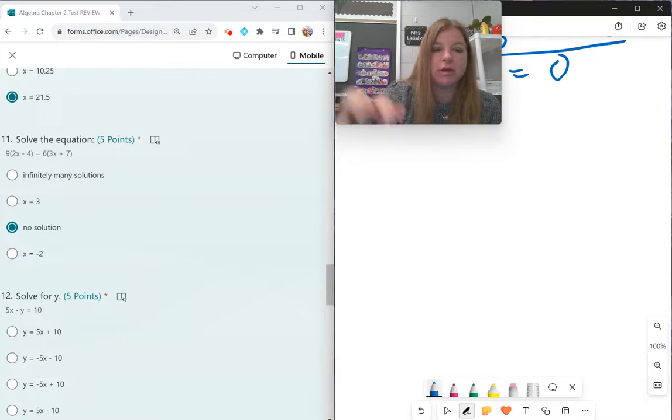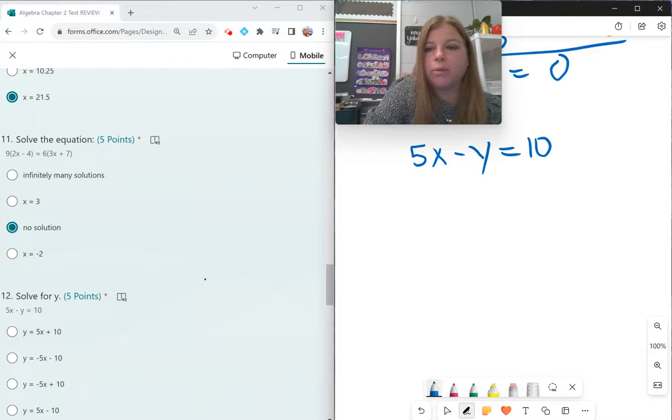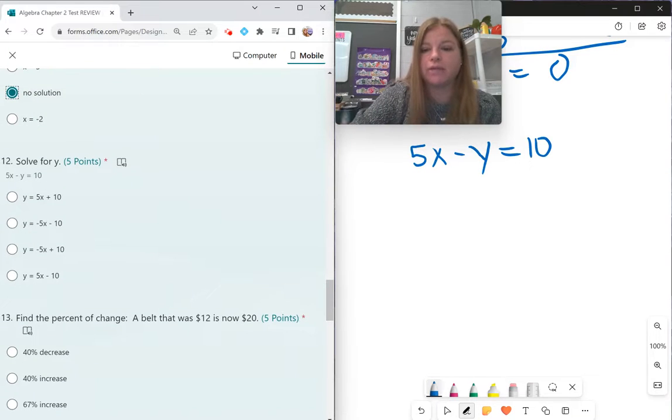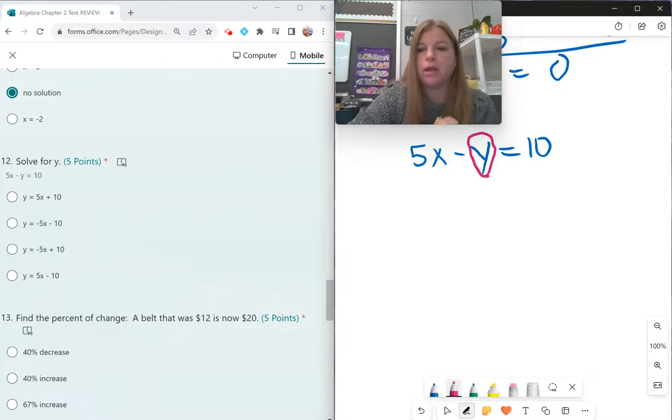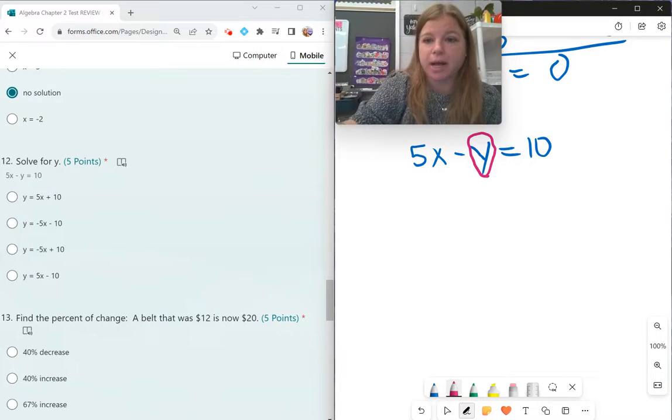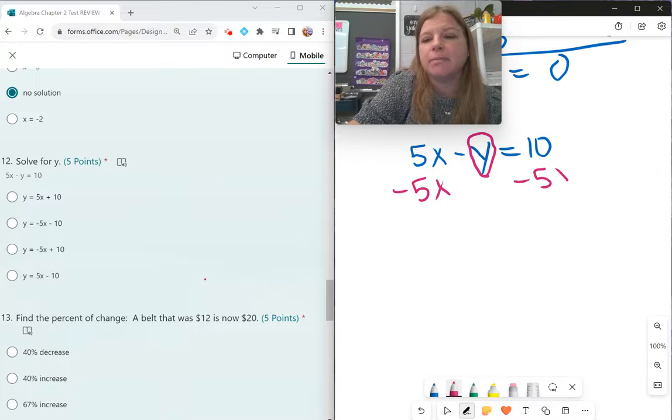Number 12, solve for y. So this is rearranging our equations. So we have 5x minus y equals 10. When we want to solve for y, that means we want to get y by itself. So my goal right now is to get this y to be by itself. What I see is that this 5x is on the same side of my equation as that y, so I want to get rid of it. The 5x is positive, so the way we get rid of a positive 5x is to subtract it. So I'm going to do minus 5x minus 5x.